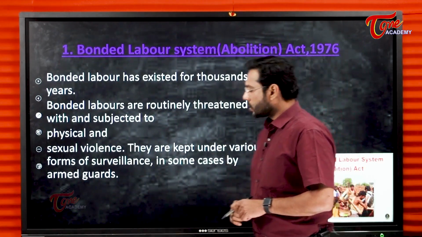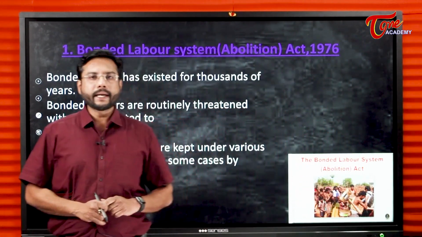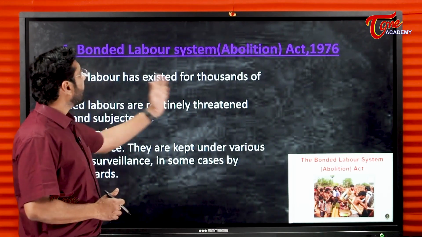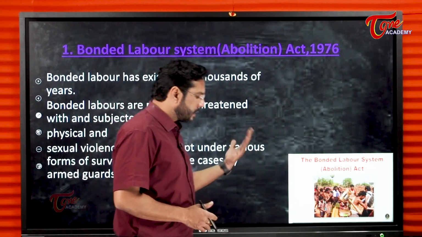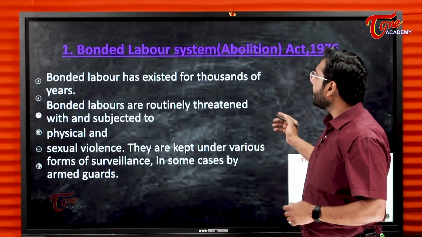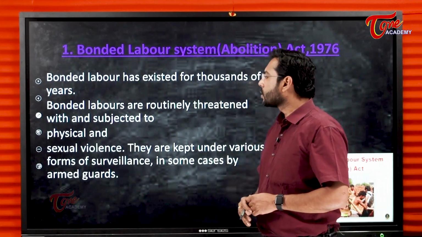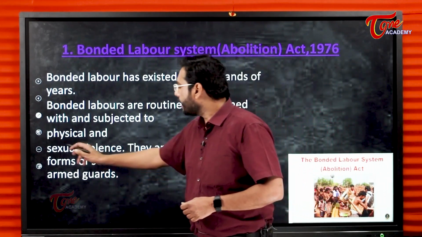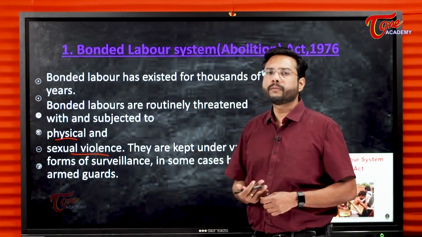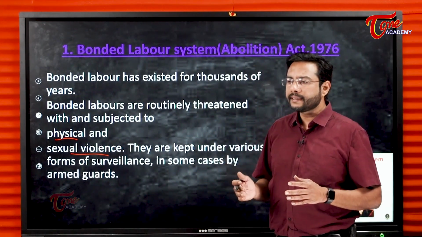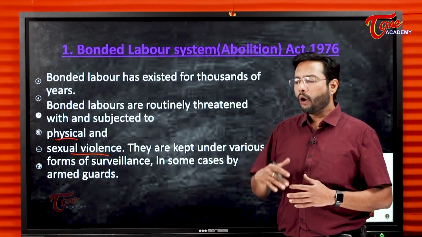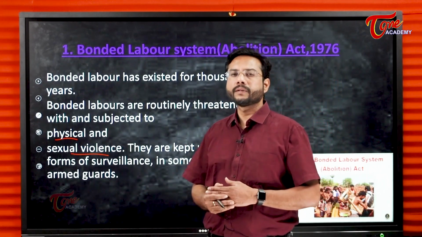Okay, so we say bonded labor system. What is bonded labor system? It has existed for many years. If we have this in our culture since many years, we have abolished this. So when we have physical violence, sexual violence, all these things have existed in bonded labor. When someone is under slavery, he doesn't have any option to get away from that work.